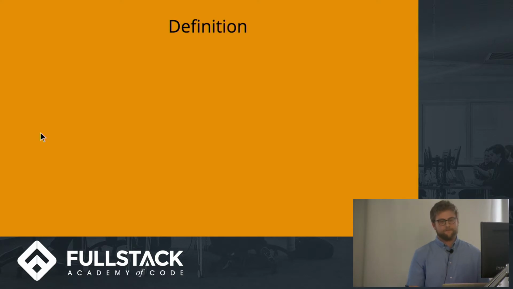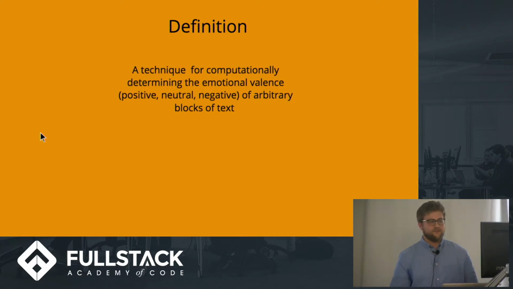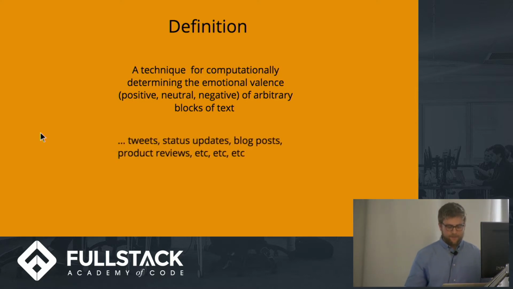So what is it? It's a technique for computationally determining the emotional valence of arbitrary blocks of text. Valence is just a word from psychology. It basically means whether something's positive, negative, happy or sad, what have you. So, emphasis on arbitrary, you can do it for basically any text on the internet: tweets, blog posts, product reviews, you name it.